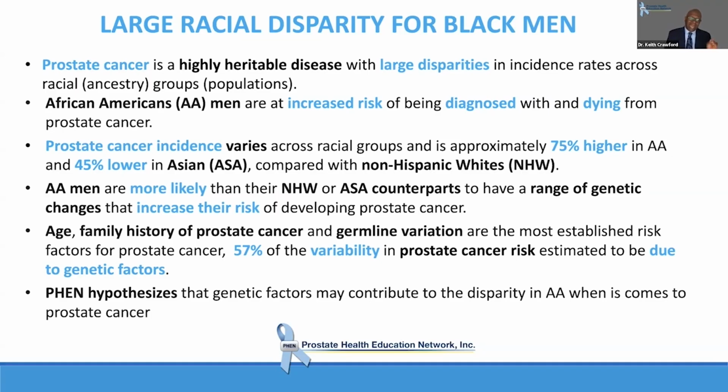Now, we know that age, family history of prostate cancer, and germline mutations are the most established risk factors for prostate cancer. But did you know over 50%, 57% of this variability in prostate cancer risk is estimated to be due to genetic factors, these genetic mutations, these genetic changes. So we hypothesize, like others, that genetic factors may contribute to this disparity in African American men when it comes to prostate cancer.